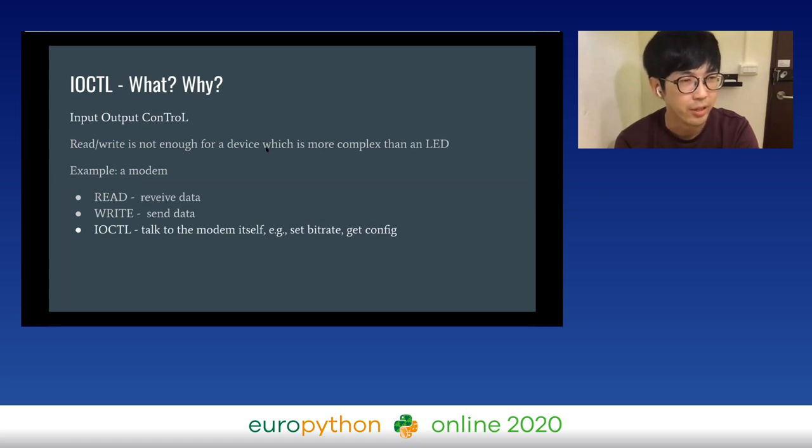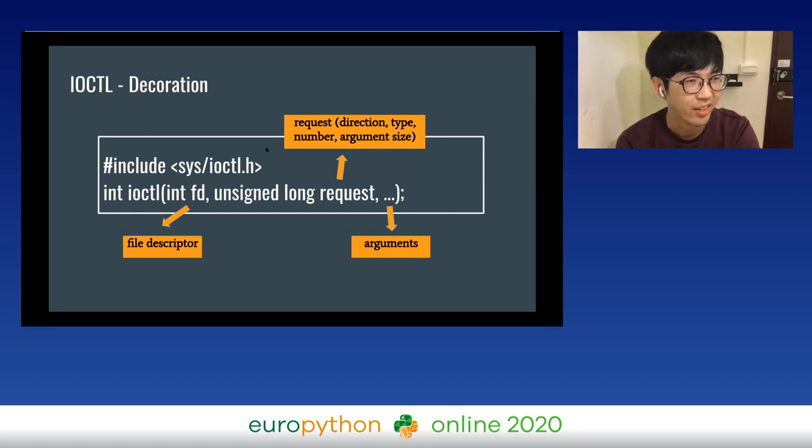We don't need it in the LED example, since it's the simplest one. We can manipulate it with merely reading and writing. But for many devices, that's not enough. An example is a modem. The natural thing to do would be to receive data by reading and send data by writing. But how can we get or set its config? This is what and where IOCTL plays a role. This is what exactly it looks like. It has three parameters: file descriptor, request, and arguments. Notice that the request is constructed with four more parameters.